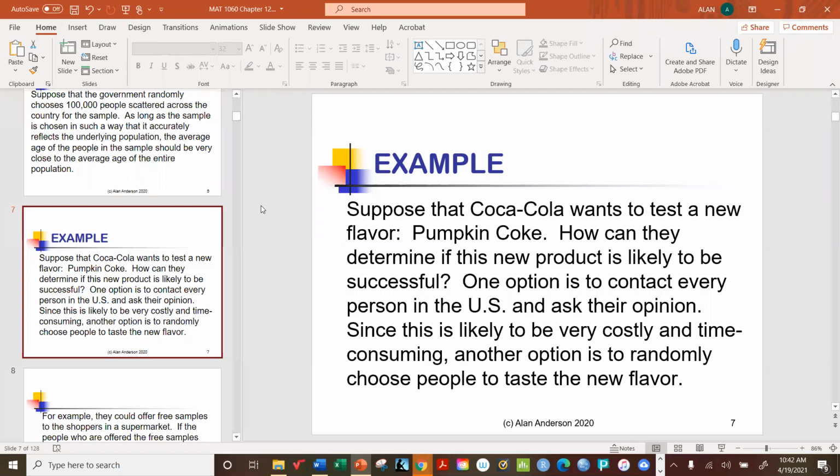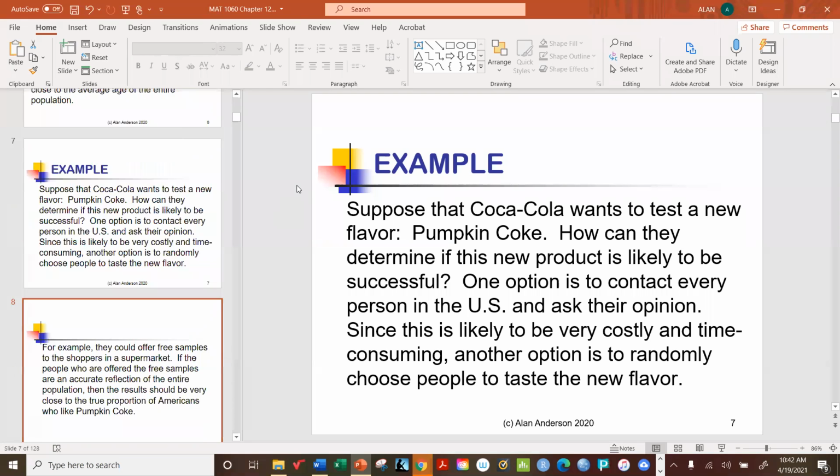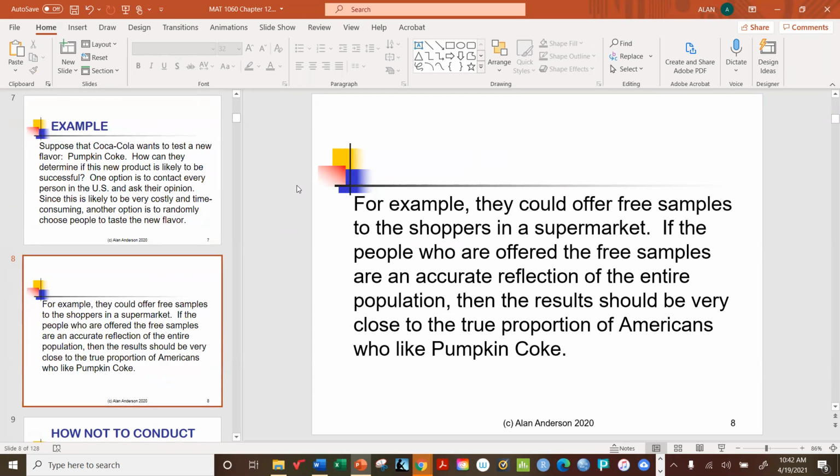So the marketing firm, being specialists in this area, know how to choose people carefully so that the opinions of the people in the samples that they draw should reflect the overall population very closely. So they'll do things like offer free samples to shoppers in the supermarket. They'll stand around in the mall and give out certificates. They give you like free cans of pumpkin Coke. There's all kinds of strategies that they can use.